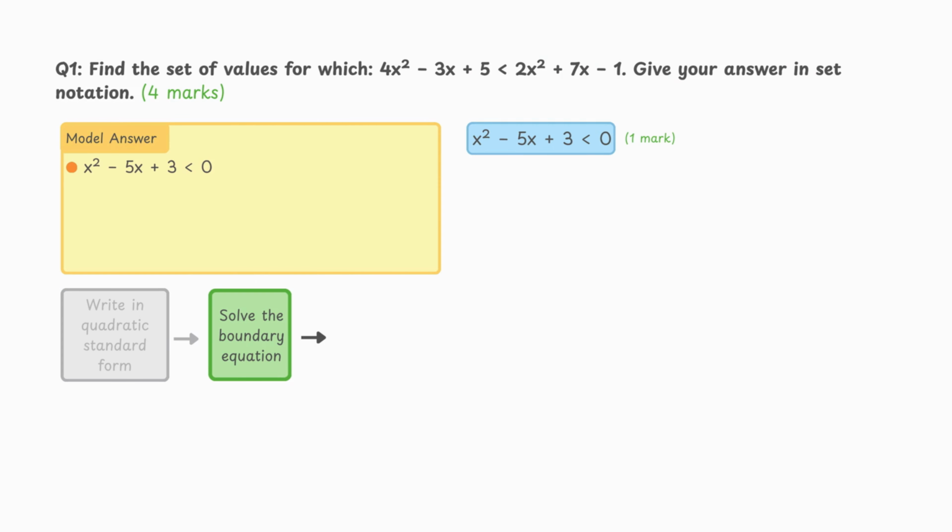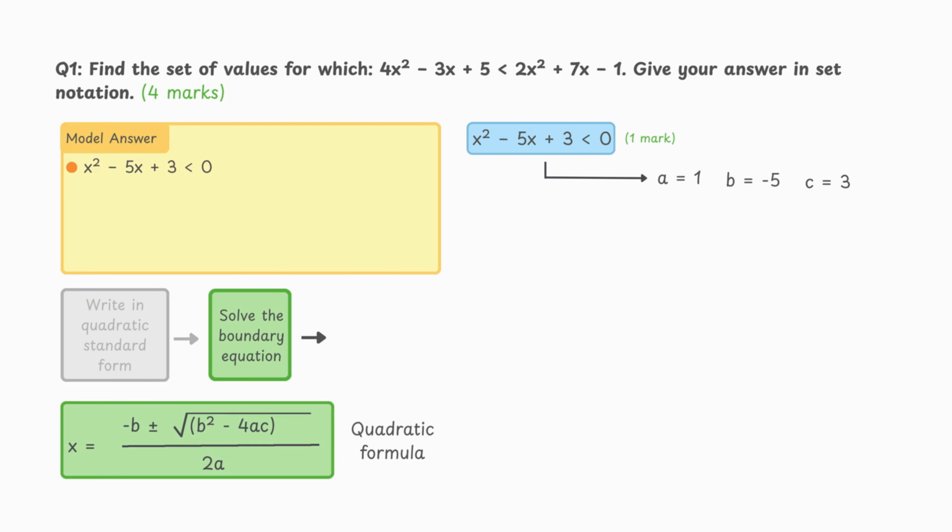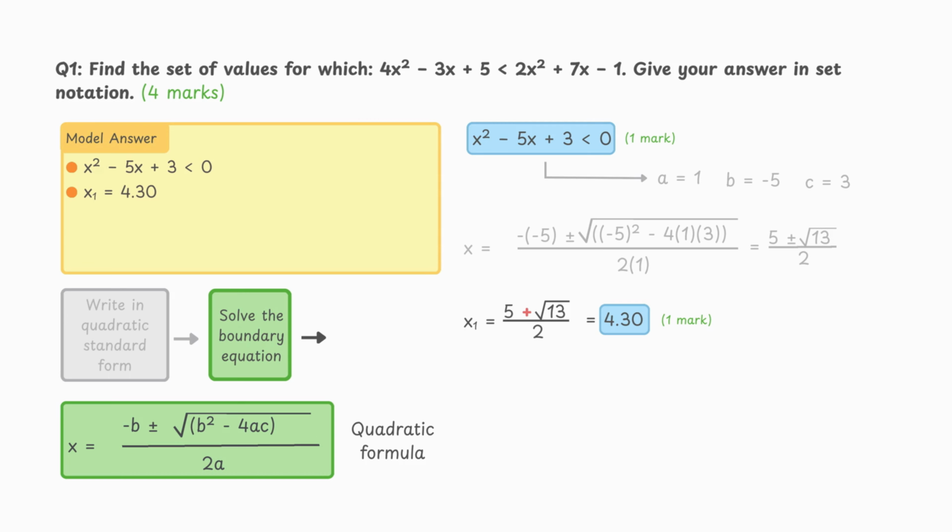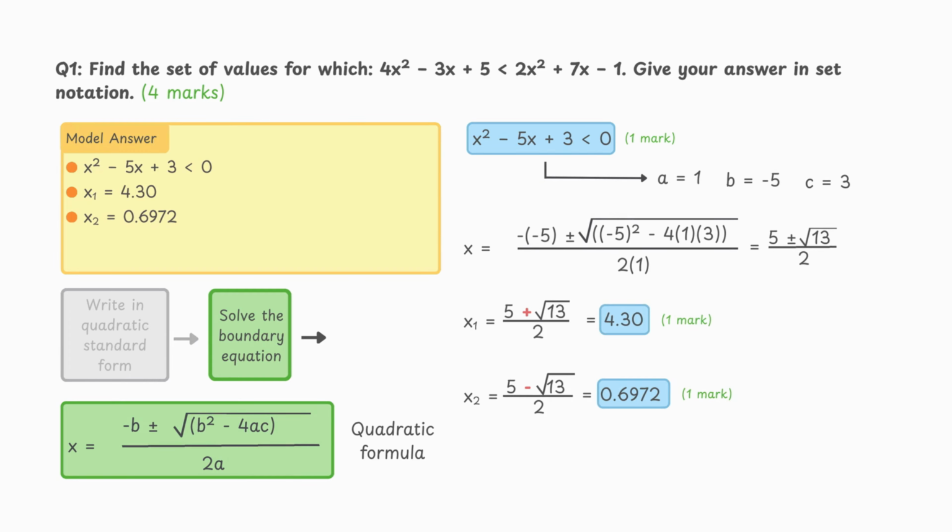Now we continue with the next step, solving the boundary equation. We solve x squared minus 5x plus 3 equals 0. Here a equals 1, b equals negative 5, and c equals 3. Using the quadratic formula, x equals negative b plus or minus square root of b squared minus 4ac over 2a. Substitute the values. X equals 5 plus or minus square root of 25 minus 12 over 2. This simplifies to x equals 5 plus or minus square root of 13 over 2. So we get 2 solutions. X equals 4.30 and x equals 0.6972. These are the critical values that we will use to find the correct interval.